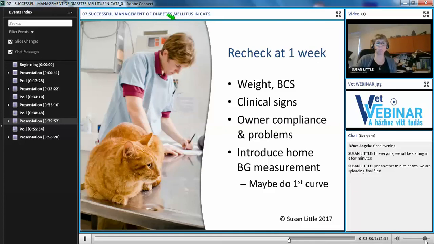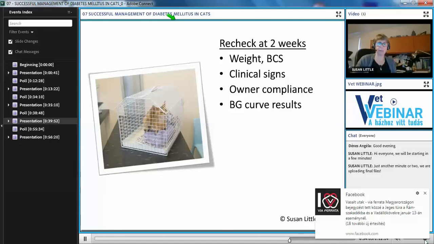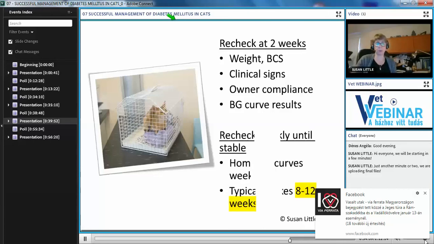At the second week, again, a physical exam, weight, body condition score, same questions, clinical signs. If we've got blood glucose curves to look at, great. We do prefer to do them in the home. And generally, we're going to recheck these cats weekly or every 2 weeks until they're stable. We'll ask the owner to do a home blood glucose curve about once a week. And on average, it takes 2 to 3 months to stabilize a cat. So it's good for owners to know that.